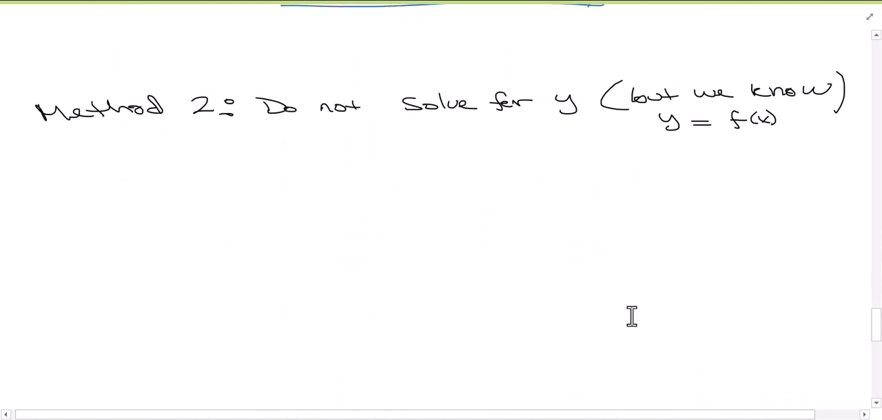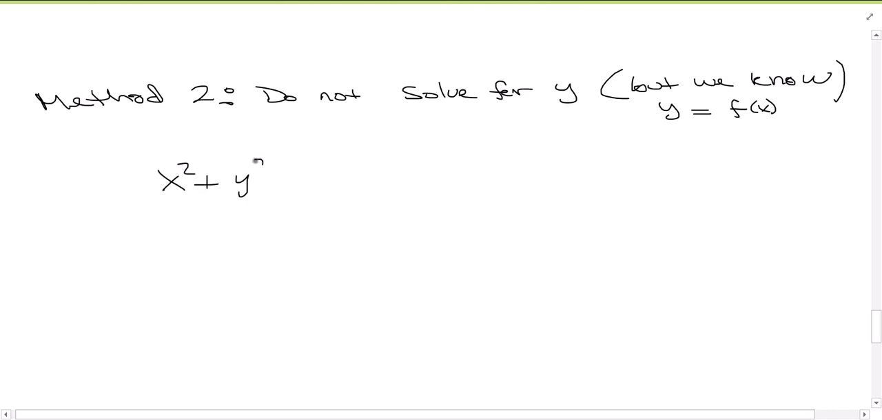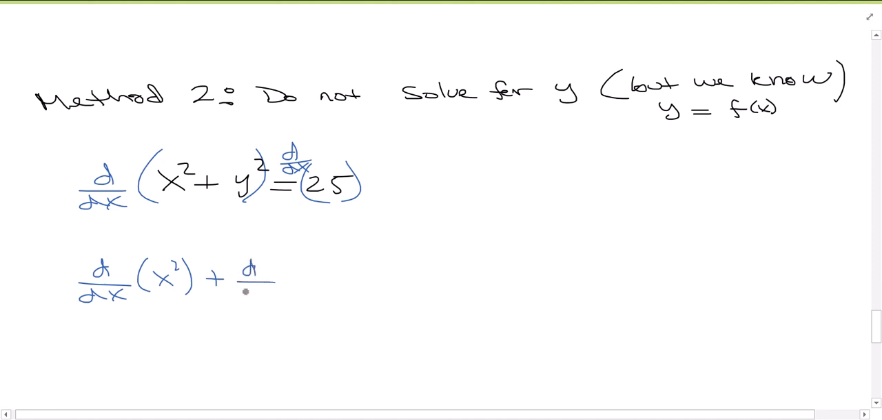Alright, so we do not solve for y, but we know that y is a function of x. So we want to find dy/dx. So I know x squared plus y squared equals 25 is my function. So how do I take the derivative with respect to x if I don't solve for y? So that means we're going to take the derivative with respect to x of both sides. Right? So that means that I'm going to have the derivative with respect to x of x squared plus the derivative with respect to x of y squared equals the derivative with respect to x of 25.